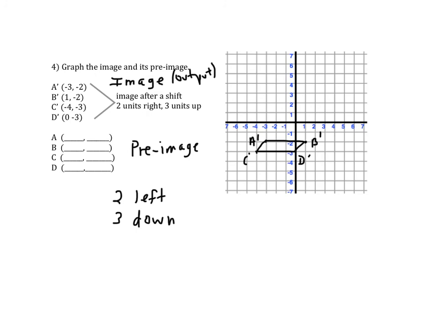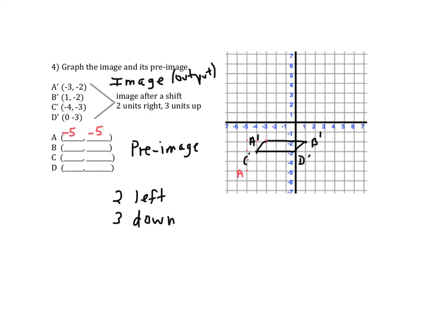So put your pencil point on A prime, we want to go to the left, so 1, 2, and then 3 down, 1, 2, 3. And that's where A would be. And A has the coordinates of -5, -5. Okay, and just double check it. If we go from A and we go 2 units to the right, 1, 2, 3 units up, 1, 2, 3, we would end up at A prime.